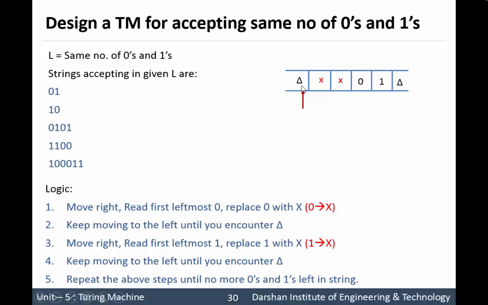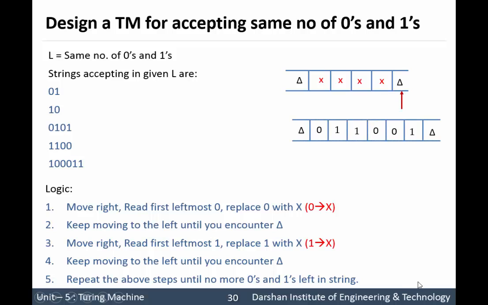Start reading your string from left to right. So here is our first leftmost 0. Convert this 0 into X. Again move to the left direction until you encounter the leftmost end. Whenever you encounter the leftmost end, again start reading your string from left to right, and it's time to search for the leftmost 1. Whenever you encounter the leftmost 1, replace 1 with X. So in this way we can find a pair of 0 and corresponding 1.